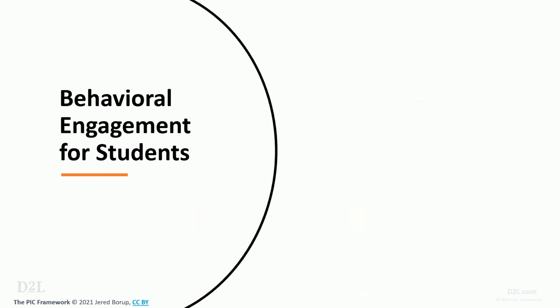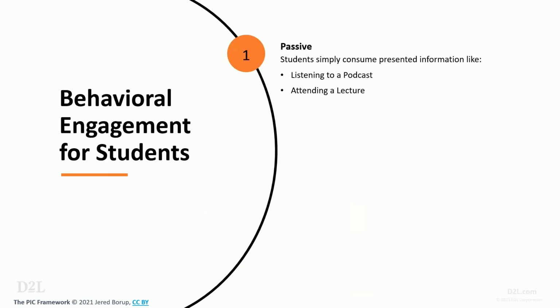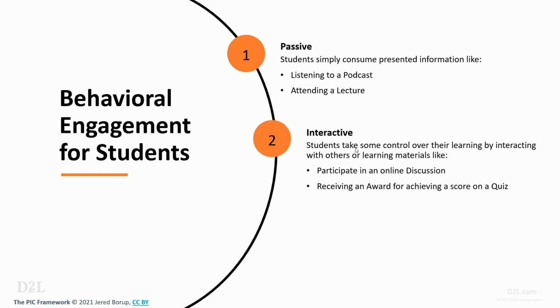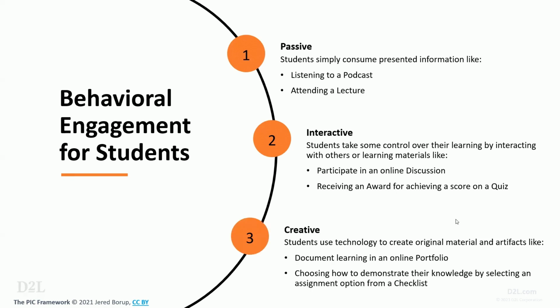So behavioral engagement for students is broken down into passive. So they're either learning something through a lecture, maybe they're listening to a podcast. They don't have to interact with the content to absorb it. There's also interactive engagement. Students are able to take some control over their learning by interacting with others or their learning materials. This could be participating in an online discussion, perhaps they're using an interactive element within the course content.